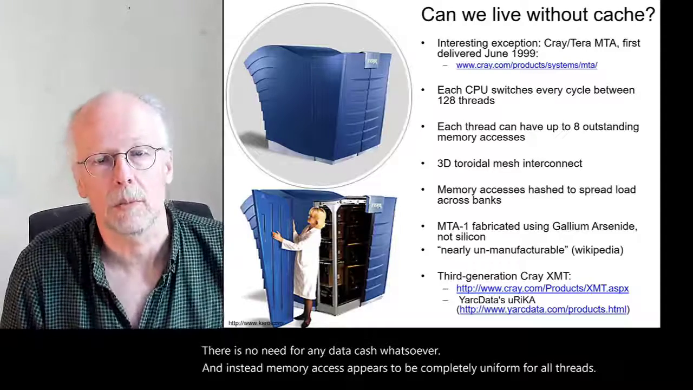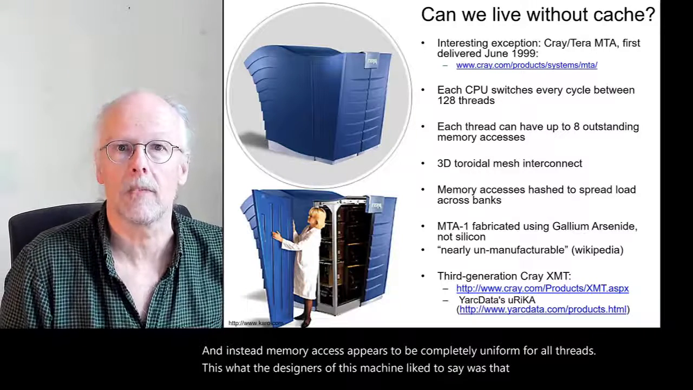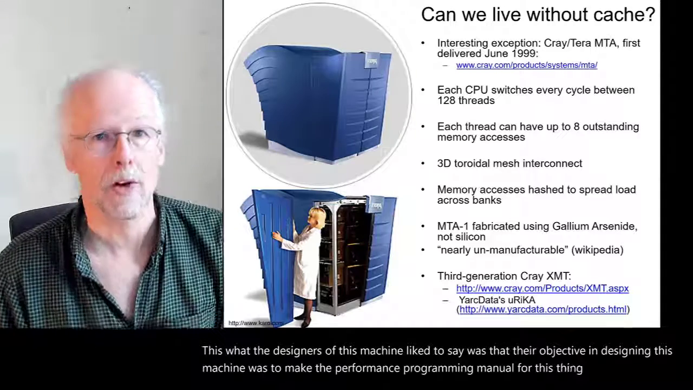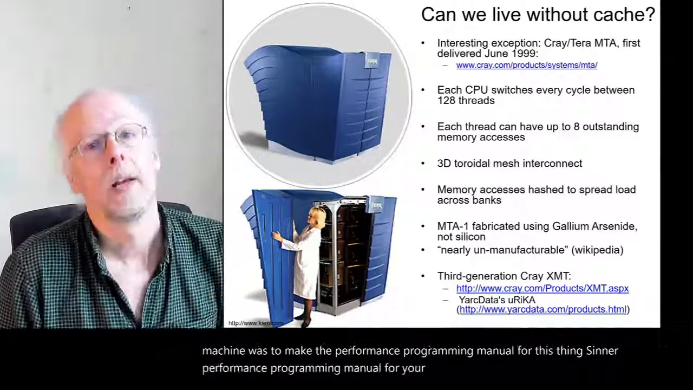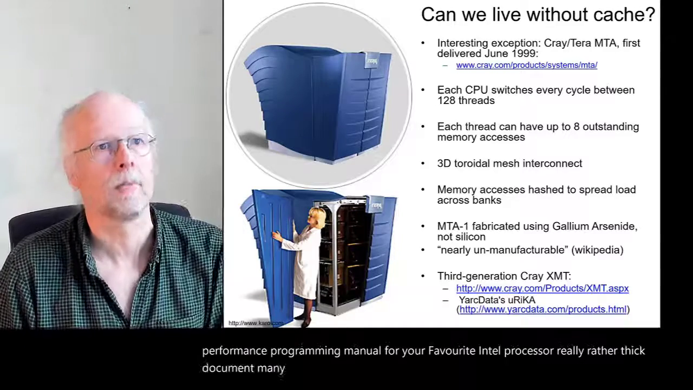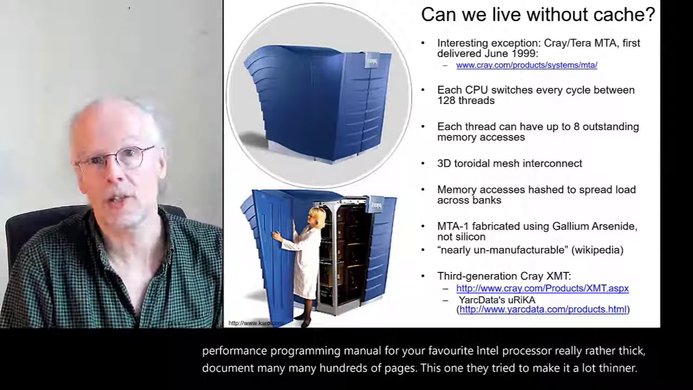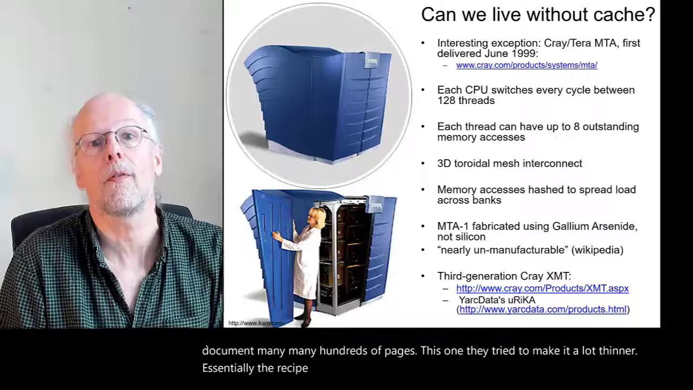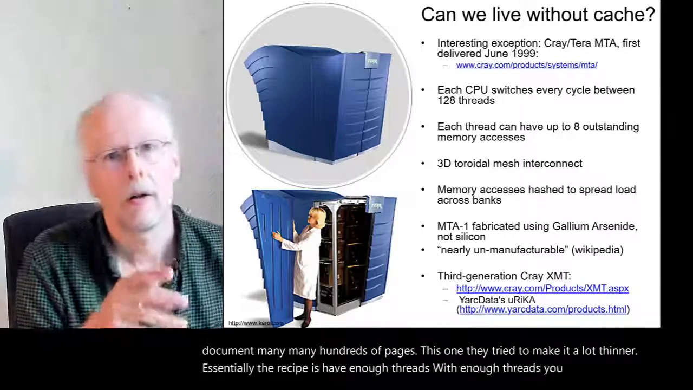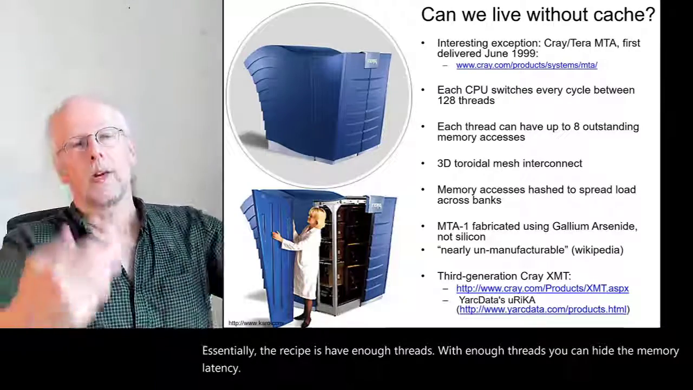What the designers of this machine liked to say was that their objective in designing this machine was to make the performance programming manual for this thing thinner. The performance programming manual for your favorite Intel processor is really rather thick, many, many hundreds of pages. This one, they tried to make it a lot thinner. Essentially, the recipe is have enough threads. And with enough threads, you can hide the memory latency. What do you think?